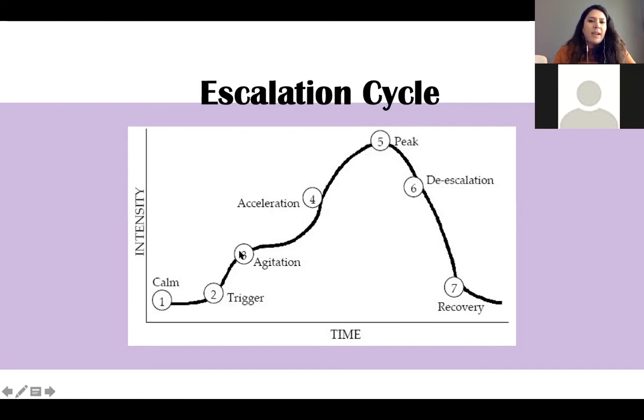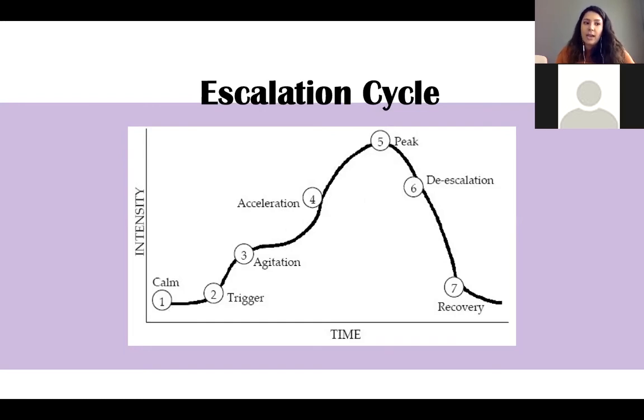And that's when we might not even catch it until there's some sort of acceleration. So they might start crying, or you might notice behavioral disruptions. Then they hit this peak. That looks very different based on each student and the ways in which they exhibit triggers. Afterwards, there's de-escalation, meaning a period when they calm down and come back to baseline, or recovery. Now, this process is very different for each student in terms of how it happens and how long they take for each step.